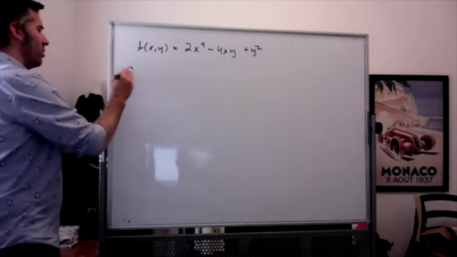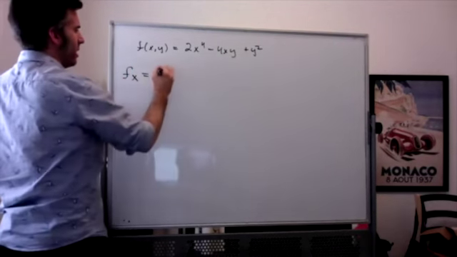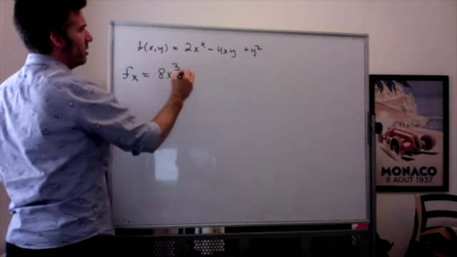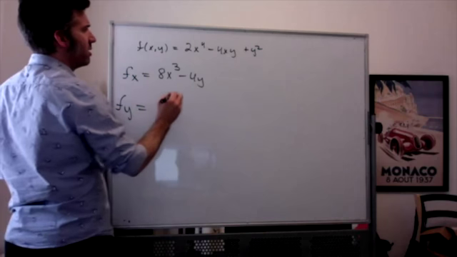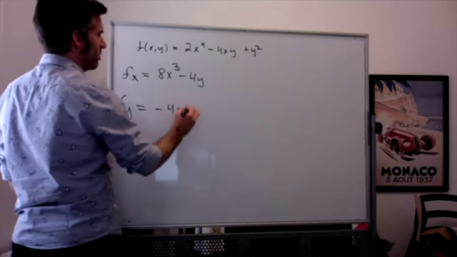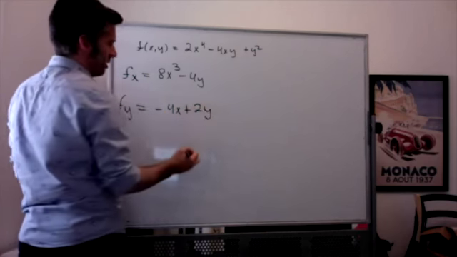Okay, so partial with respect to x, 8x cubed minus 4y. Partial with respect to y, negative 4x plus 2y.